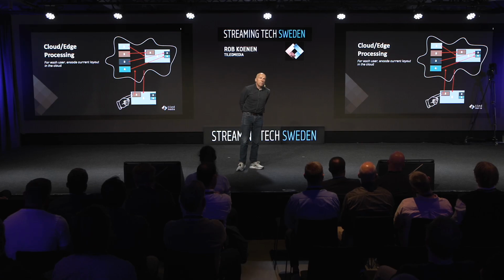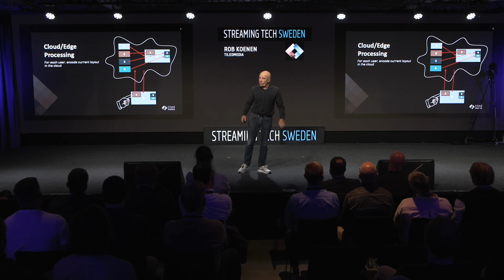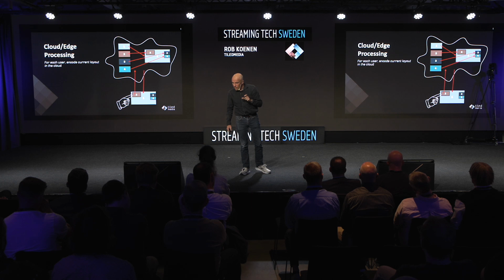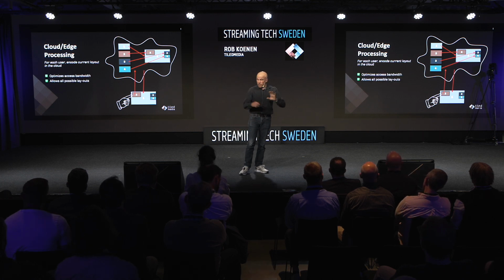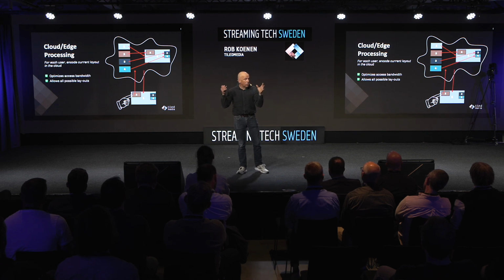Then there is edge cloud processing. This is what Screens does, for instance, and it's also Senza by Tiledmedia, if you know Senza. This very tiny set-top box also relies on a cloud encoder per device. It optimizes the access bandwidth because you only need to stream that one single stream that's encoded in the cloud. It allows all the possible layouts and interaction if you have a flexible composition machine, but you need to have it for each and every user.